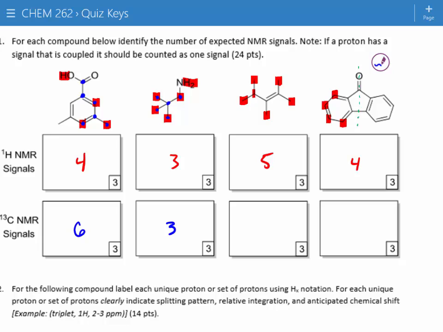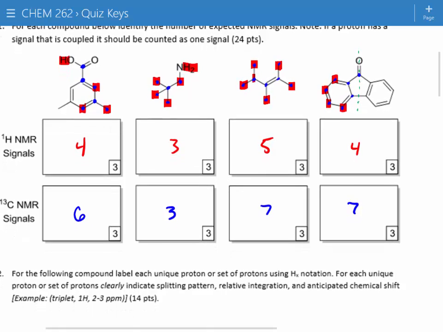If we go over to the next one, these 2 methyl groups we said are the same. So that's 1, 2, 3, 4, 5, 6, and then 7. So 7 unique carbons. And then the last one, how many do you guys think there are? 1, 2, 3, 4, 5, 6, 7. Exactly. All right, so this is going to probably show up on an exam in some way, shape, or form. So make sure that you have this mastered by the time the exam rolls around.